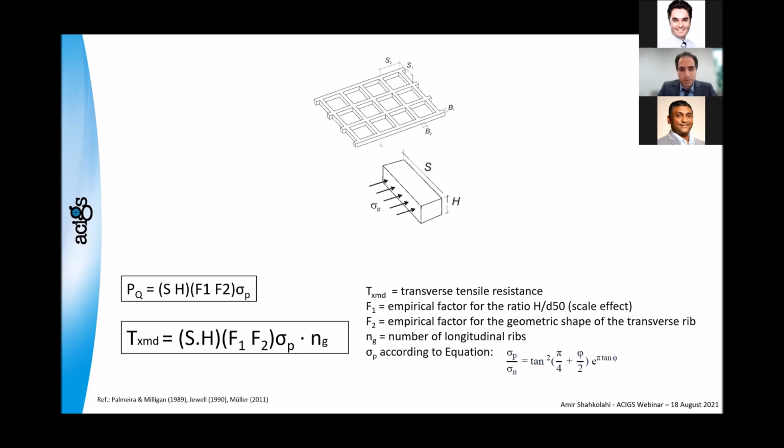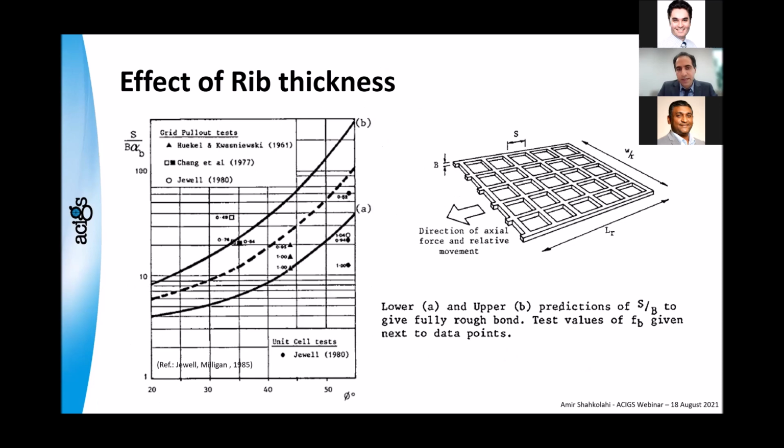This is a very nice, important equation. Now, thickness is important here again. As you can see, they provided another graph which shows the effect of thickness. If you look at this, B is the thickness of the rib and S is the aperture size. And again, there is a range, a lower range and an upper range, A and B, versus S divided by B, to give a fully rough bond.